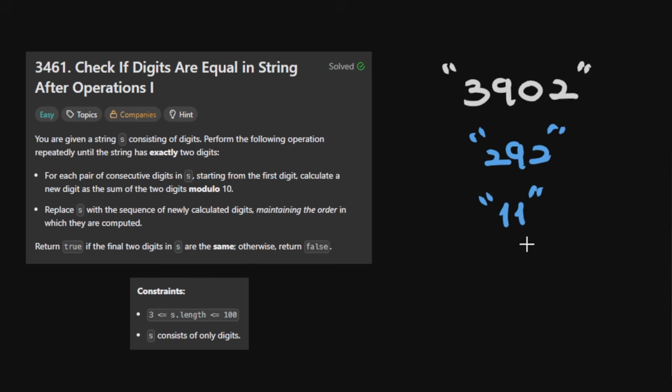And here, if these digits are equal, we return true. If they are different, we return false. In this case, 1 is equal to 1, so we return true. And now the question is, how can we solve this?